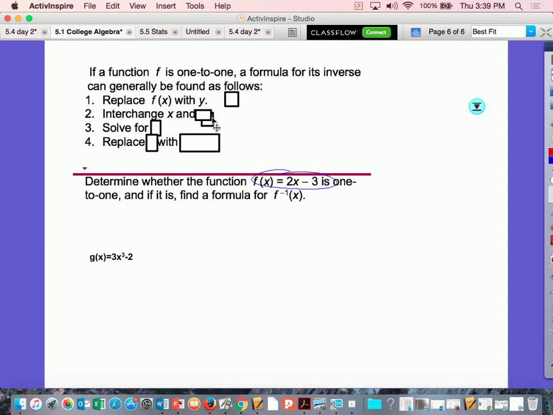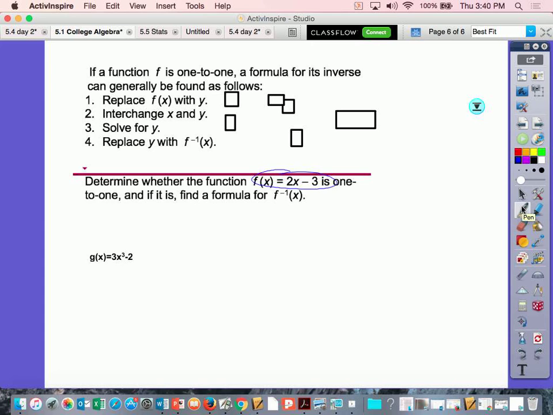Interchange the x and the y. Solve for y. And replace the y with the symbol for inverse, the inverse of f of x. So if you want to write that down, you can. We'll talk about how to do this problem and some others.